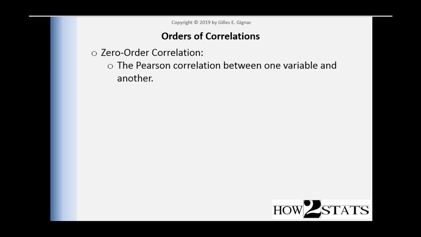In this video, I'm going to talk about orders of correlations. This is language that's used in the context of semi-partial and partial correlations. So the first type of correlation that people might talk about in this context is a zero-order correlation. And that's actually the ordinary, regular Pearson correlation between one variable and another. Sometimes people call that a zero-order correlation.